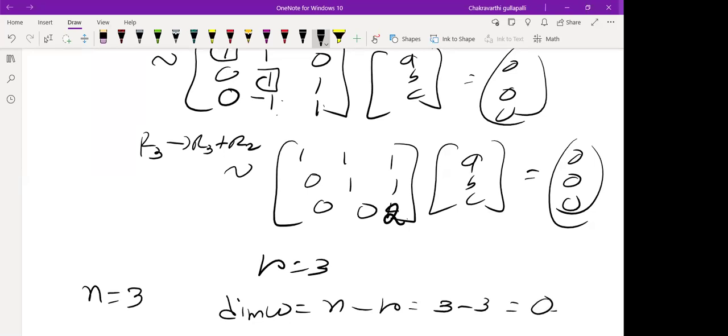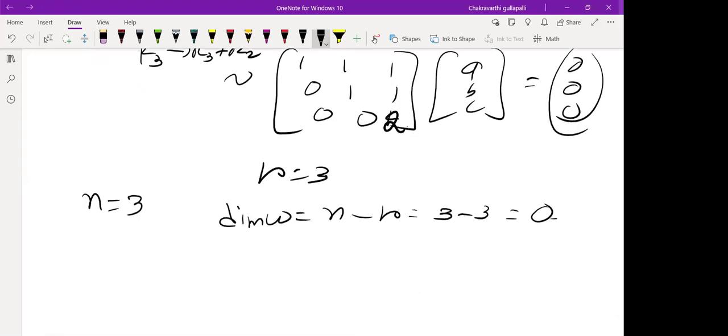So dimension of W is 0, which means, then what is the basis? What is the basis? Whenever dimension is 0, what is meant by dimension? The number of vectors in the basis. The basis contains no vectors. That means the basis is the empty set. So whenever dimension is 0 for any space, the basis is taken as the empty set.